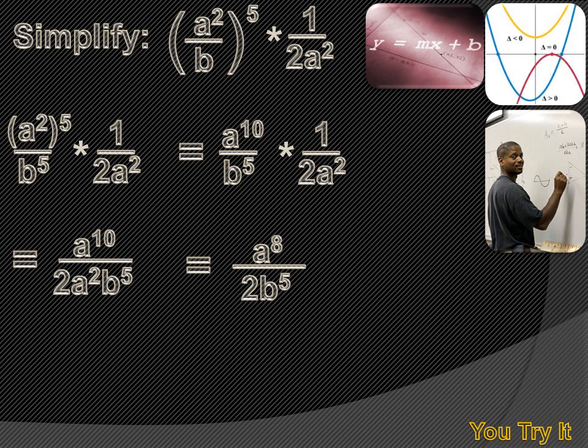Now, can I simplify a to the 8th over 2b to the 5th, or am I done? Well, I have no like terms on the top and the bottom of this fraction. So there's really no more simplification I can do. The answer to this question is a to the 8th divided by 2b to the 5th.